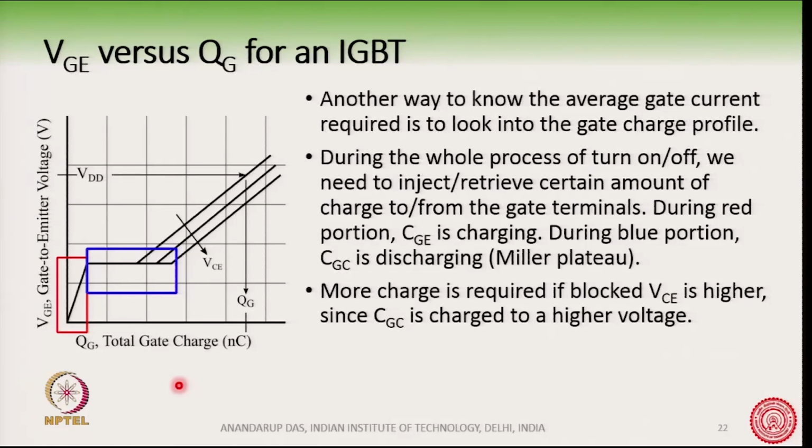So, you can see here that as the VGE voltage increases, the total gate charge is increasing. And this is the Miller plateau region, where you can see that the VGE voltage is almost flat, but there is a lot of charge required to discharge the gate collector capacitance, and this is the initial T1 stage.